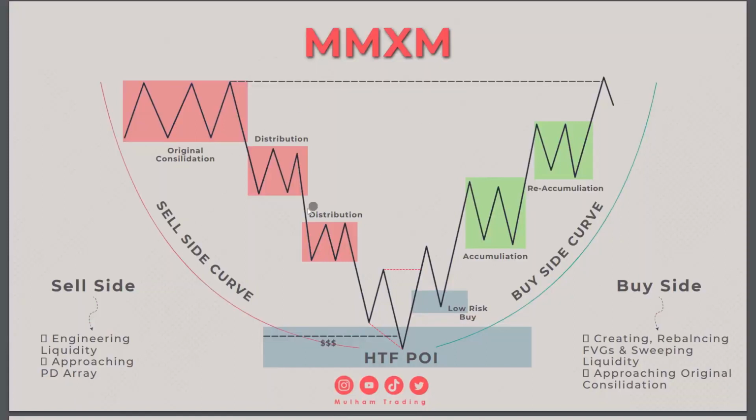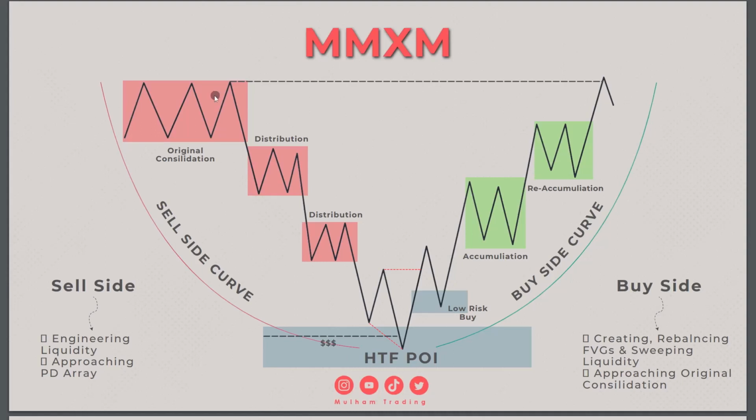So MMXM, in this case, market makers buy model, because we're buying here and we're going up from here. We're being bullish. Market makers buy model consists of two curves. So we have the sell side curve and the buy side curve. And each curve has different stages, and each market makers model also consists of some phases.